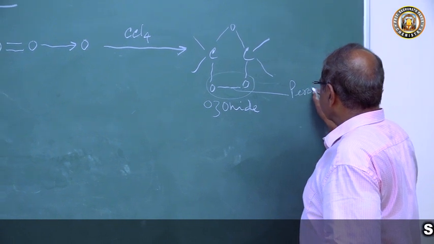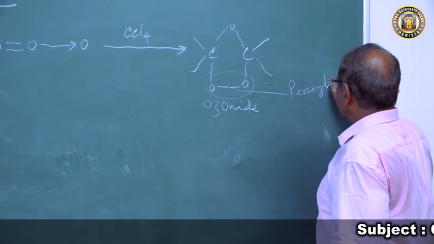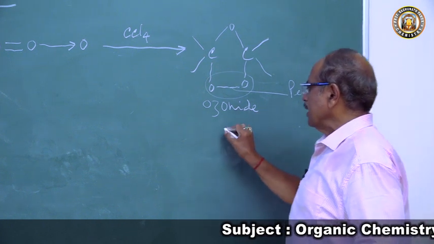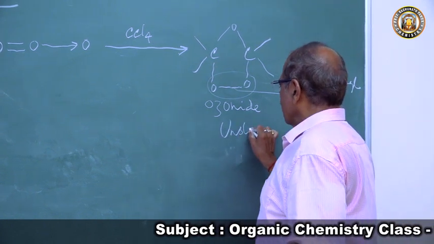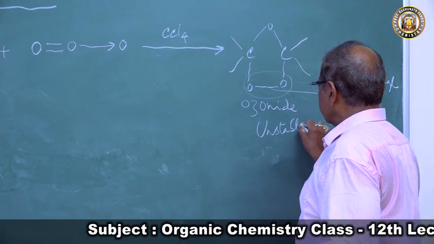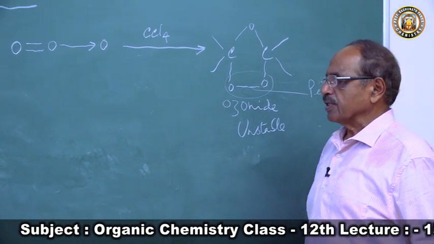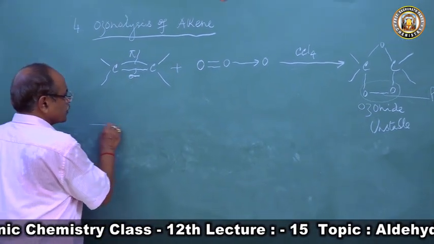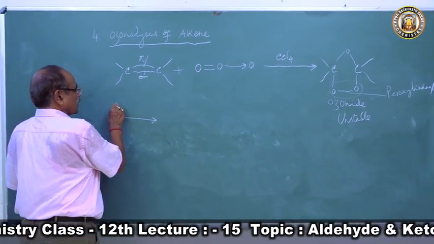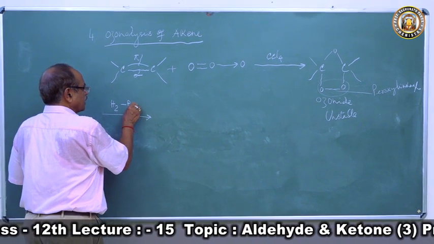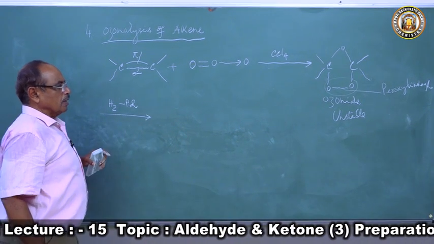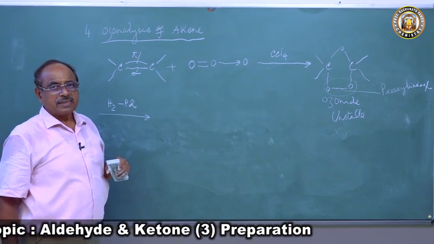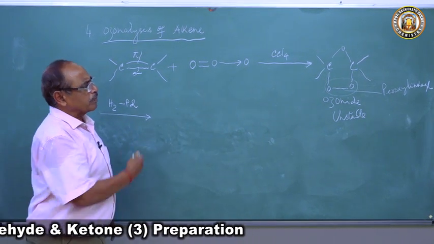Because of this peroxy linkage, the ozonide is unstable, which means it has a tendency to undergo decomposition. Now, if we add hydrogen in the presence of palladium, then that compound will break. How will it break?